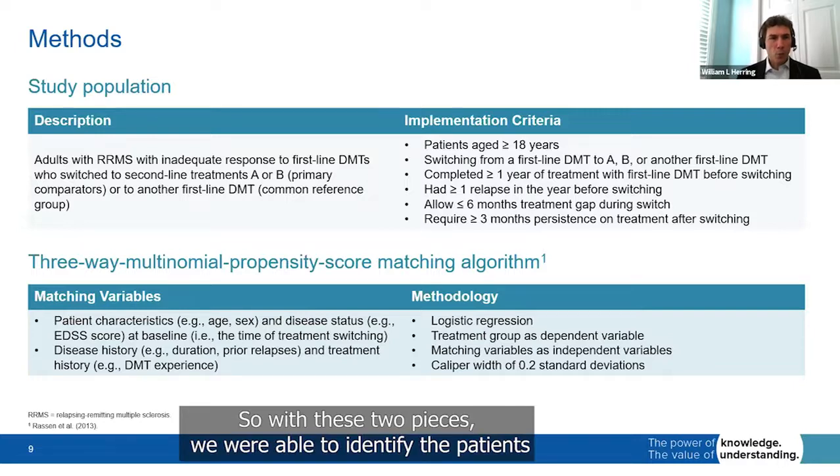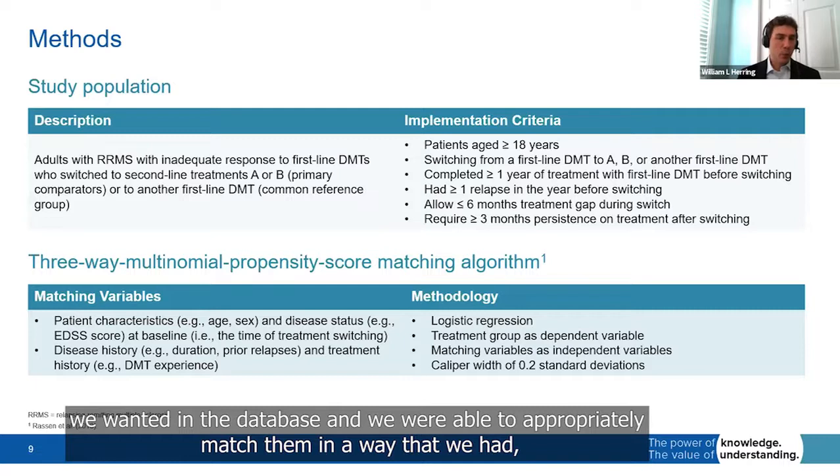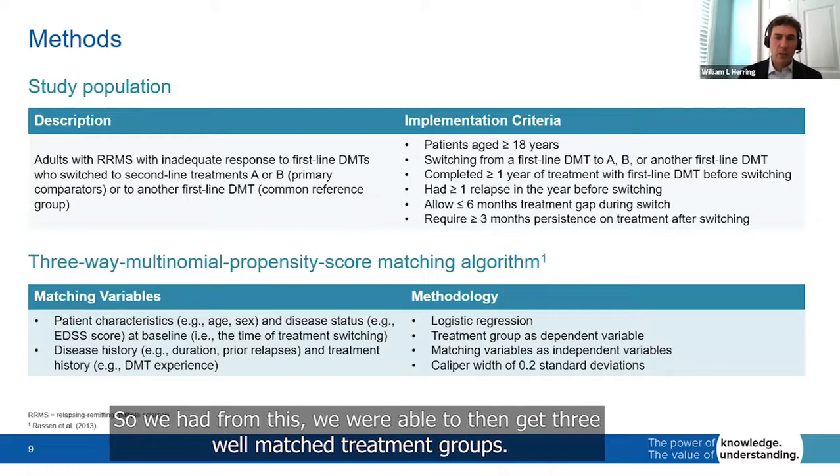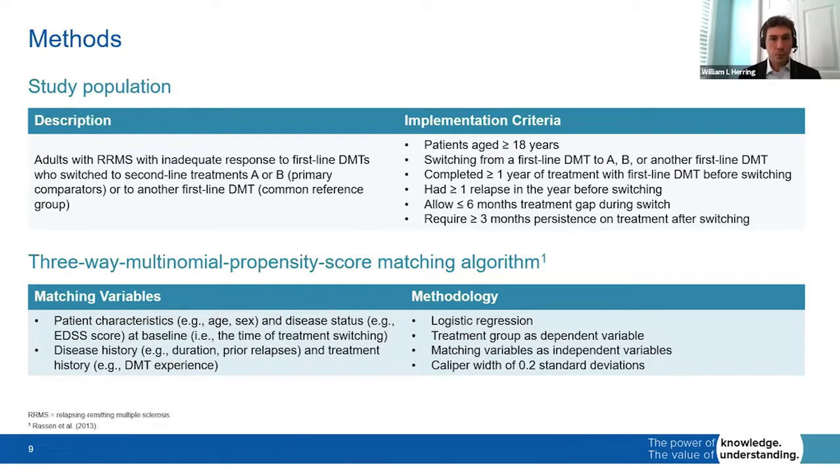So with these 2 pieces, we were able to identify the patients we wanted in the database, and we were able to appropriately match them in a way that adjusted for the differences in patients between the 3 treatment cohorts. So from this, we were able to get 3 well-matched treatment groups.